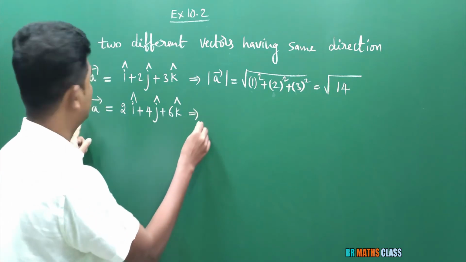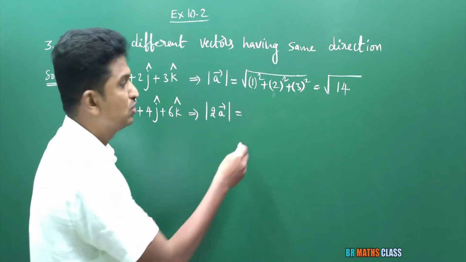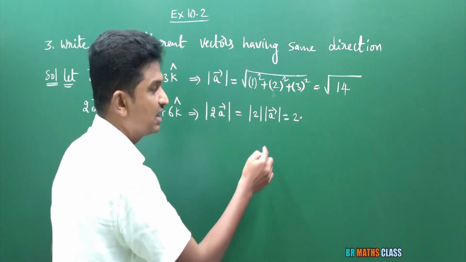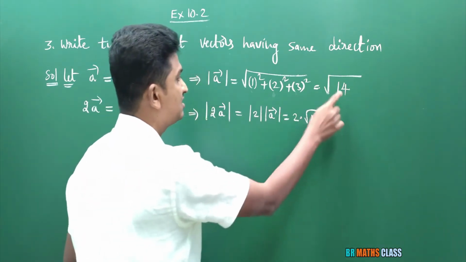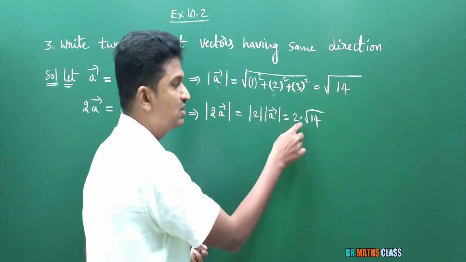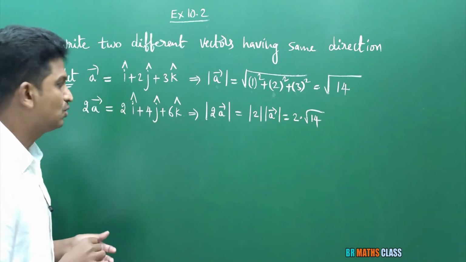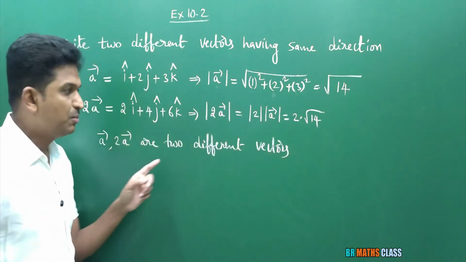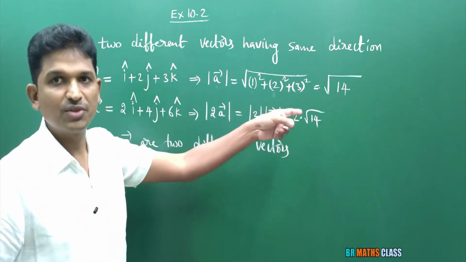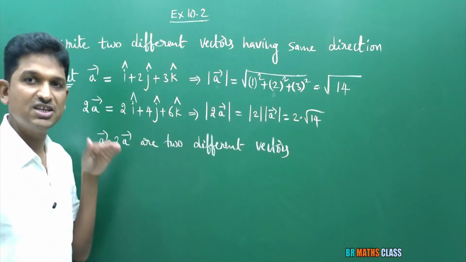Now I will calculate the magnitude of this vector, magnitude of 2a bar. We already learned the formula to calculate the magnitude of this vector: modulus of 2 into modulus of a bar. Modulus of 2 is 2 only. So 2 root 14. You can observe here, this a bar is a vector whose magnitude is root 14. 2a bar is a vector whose magnitude is 2 times root 14. Their magnitudes are different and you know that their direction is the same. So you observe here, a bar and 2a bar are two different vectors. How did you come to know they are different vectors? Because their magnitudes are not the same. That's why they are different vectors. What about the direction of a bar and 2a bar? We know that their direction is the same.